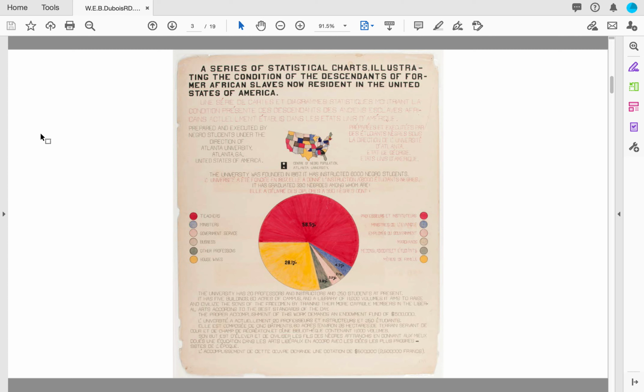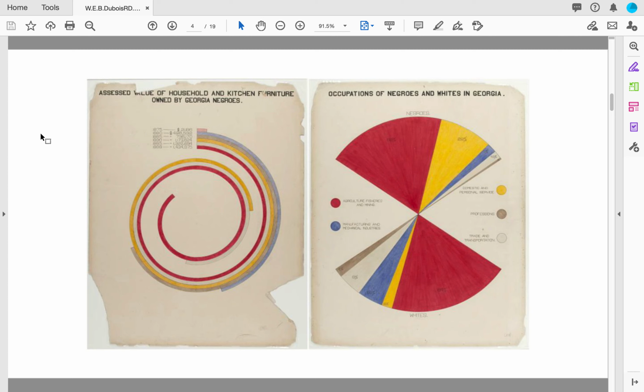Here's a series of statistical charts illustrating the condition of the descendants of former African slaves now resident in the United States of America. You can see incredible use of graphics here to convey some very loaded information in a truly elegant and refined manner.